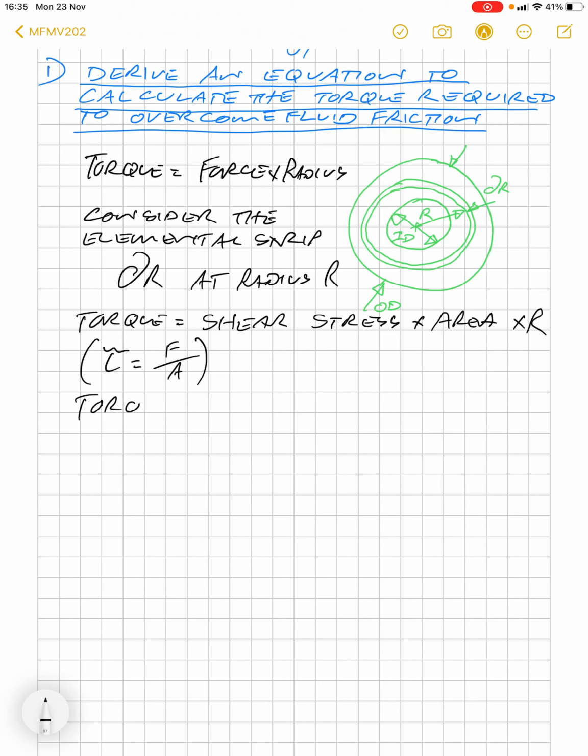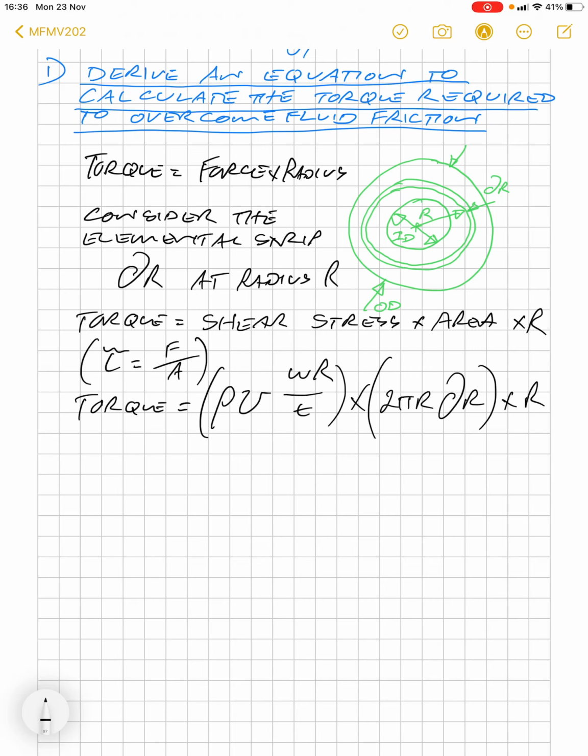So therefore torque is equal to the shear stress, which is rho times your kinematic viscosity, omega r over t, and that is multiplied by 2 pi r dr, which is your area, and that is multiplied by the radius. Therefore torque is equal to 2 pi rho nu omega over t, and now we're going to integrate between r1 and r2, r cubed dr.